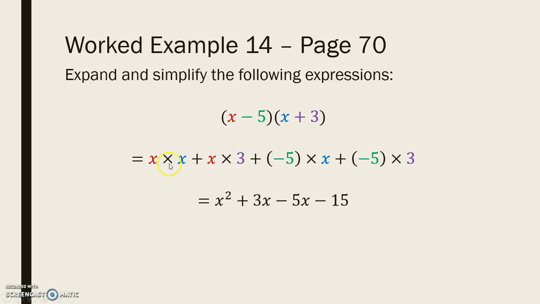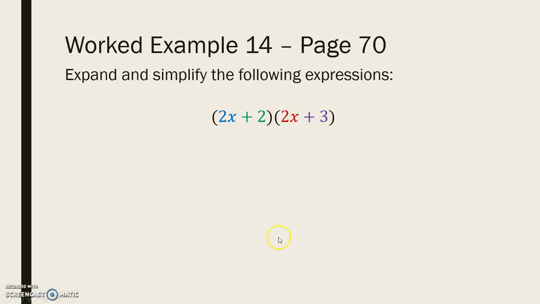So we simplify that: x times x, x squared; x times 3 is 3x; -5 times x is take 5x, or -5x; -5 times 3 is -15. Group the middle term, so that's 3x, take 5x is -2x.